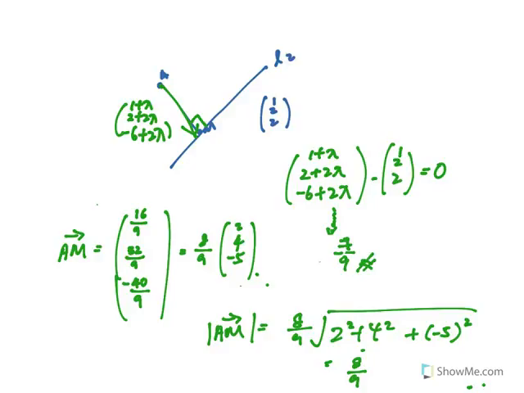Okay, so this is just 1 over 9 square root 45, which is 5 square root 5 over 3. Okay? So this is for question 7. This is for question 7.